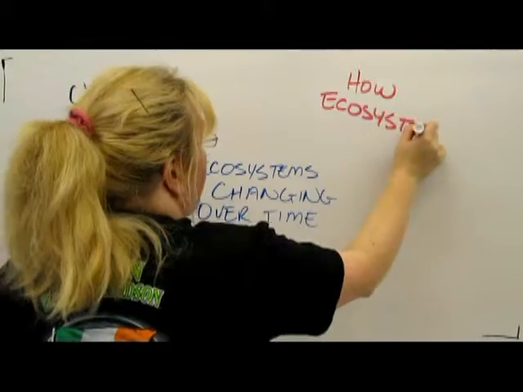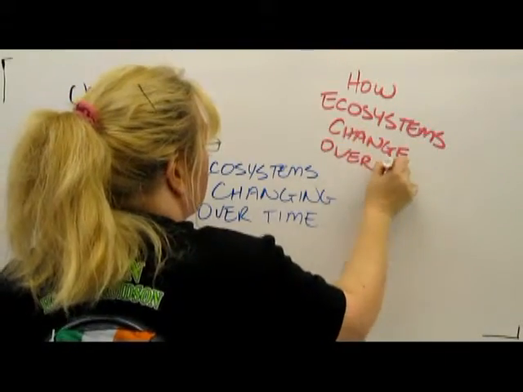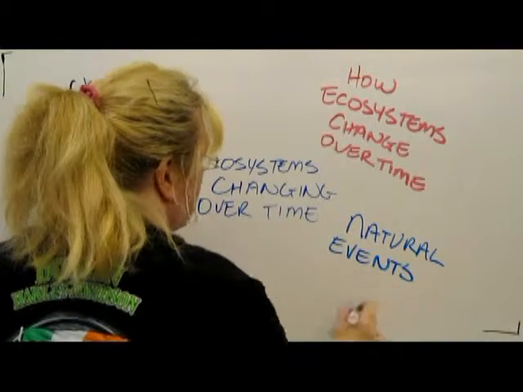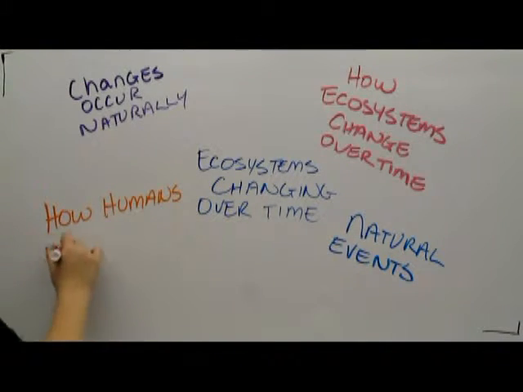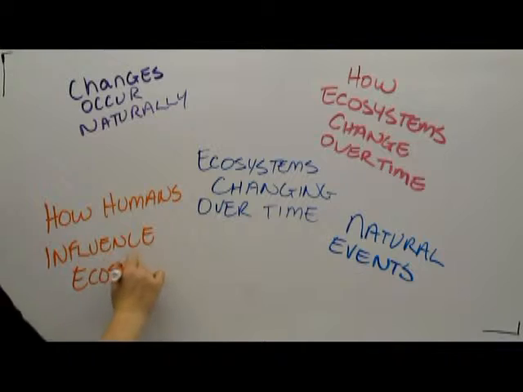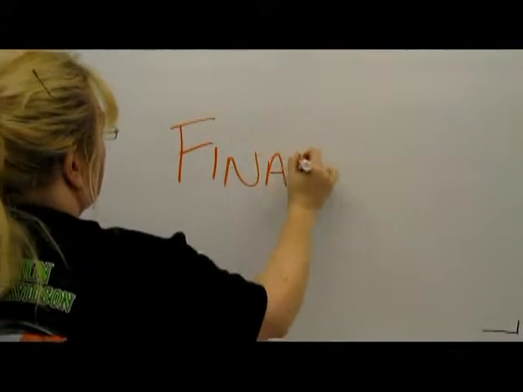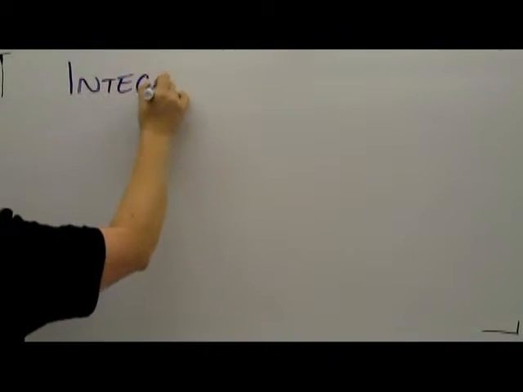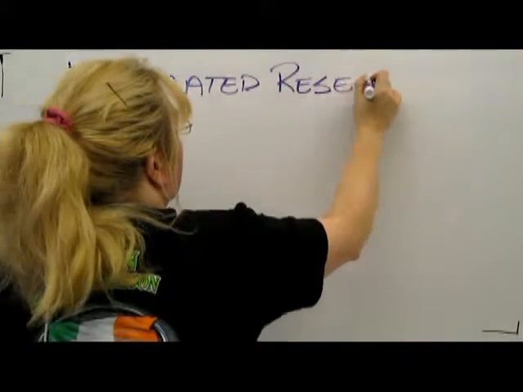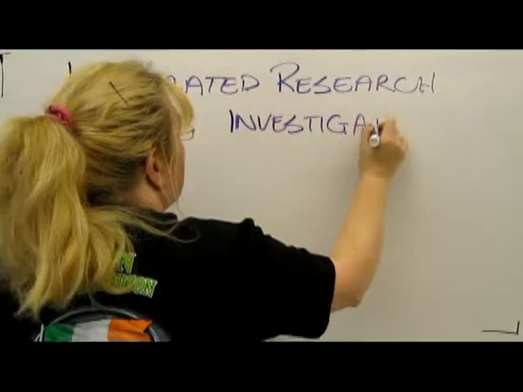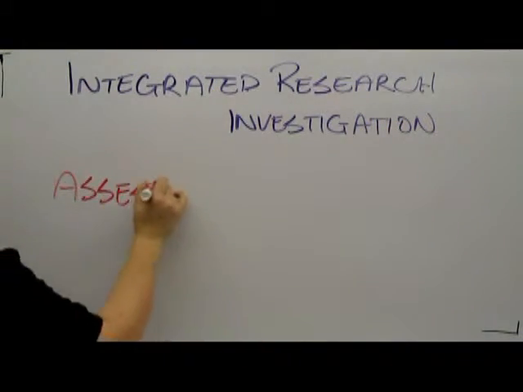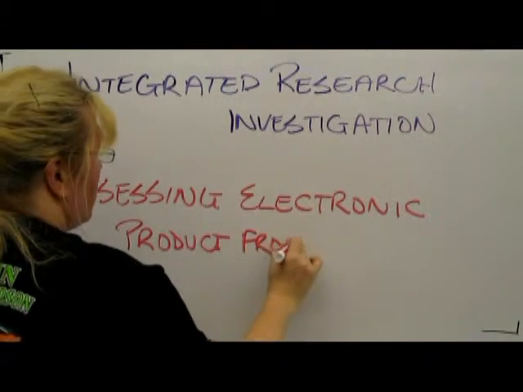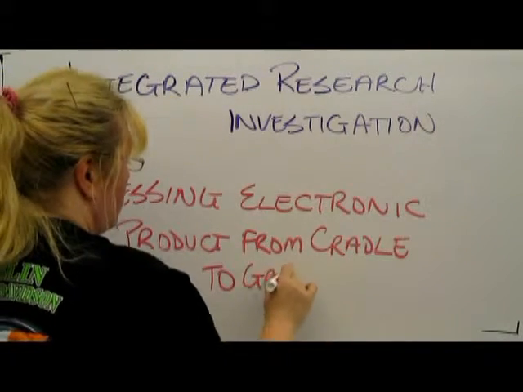Okay, so then from that we're going to look at our stems, which are changes occur naturally in the ecosystem, how ecosystems change over time, the natural events that affect ecosystems, and how humans influence the ecosystem. The final project is an integrated research investigation. What the students are going to do is they're going to assess an electronic product from cradle to the grave.